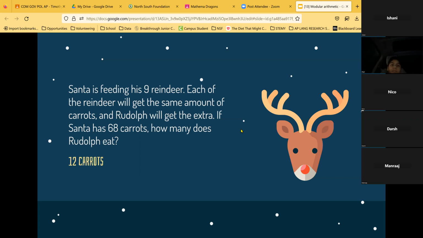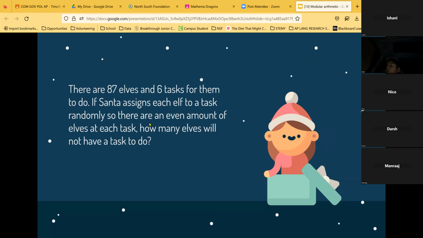Or sorry, no, it's 7. Sorry, 68 divided by 9 is 7, right? And the remainder would be 5. So Rudolph would not only get those 7 carrots that each of the reindeer get, but he would also get those 5 extra because Rudolph also gets the extra, right? So 7 plus 5 is 12. So you would also have to do more complex stuff like that.